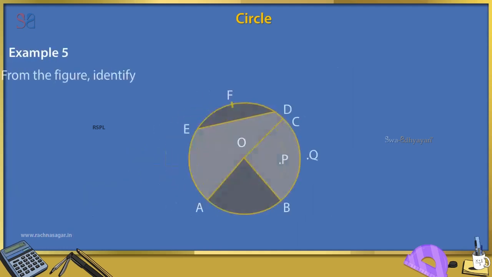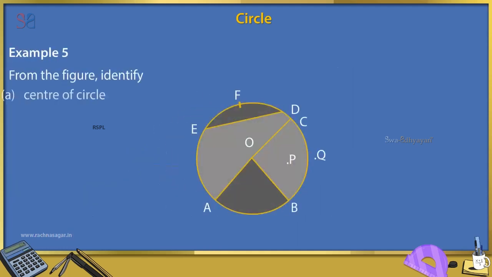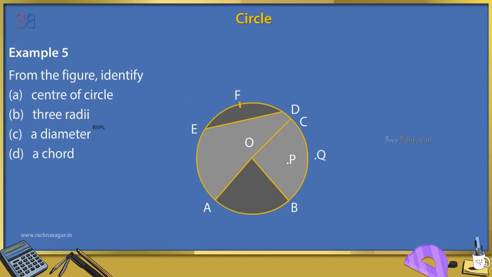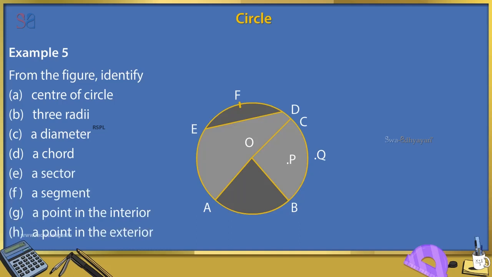Example 5. From the figure, identify A. The center of the circle, B. 3 radii, C. A diameter, D. A chord, E. A sector, F. A segment, G. A point in the interior, H. A point in the exterior.